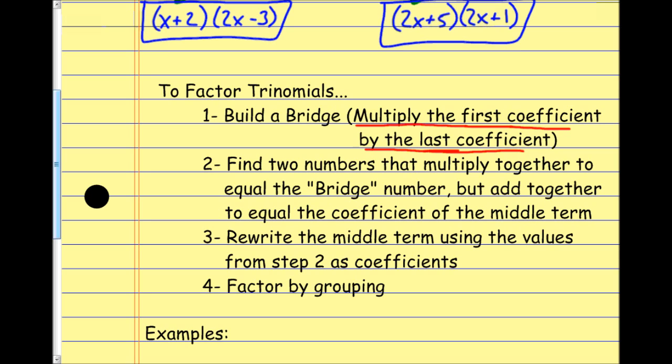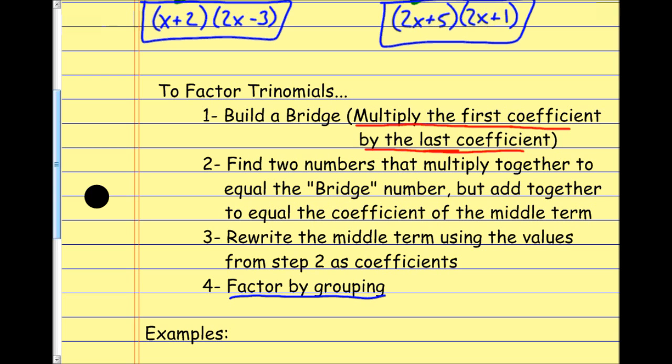Once I have those 2 magic numbers, I'm going to rewrite the middle term using those two values I just came up with. And by doing that, what I'll have done is taken this thing from having 3 terms to having 4 terms, which then means I can do my factoring by grouping. Okay? And that's the last step here. All right? So again, I build a bridge. I come up with 2 numbers that multiply to the bridge but add to the middle coefficient. I rewrite the middle term using those values as coefficients. And now I can factor by grouping.